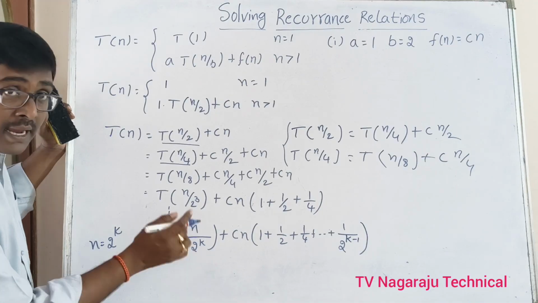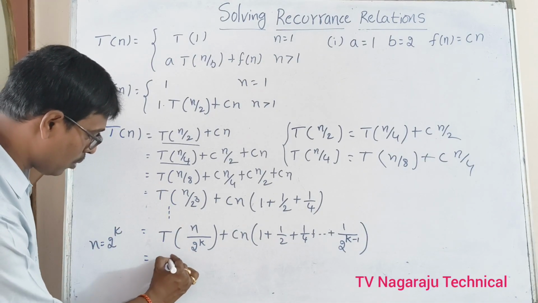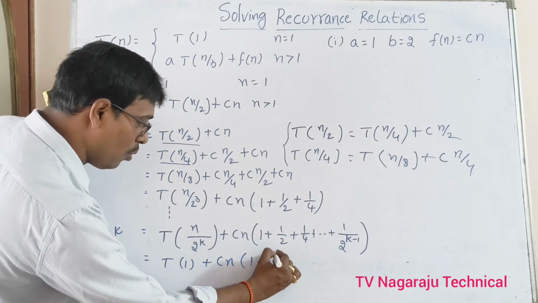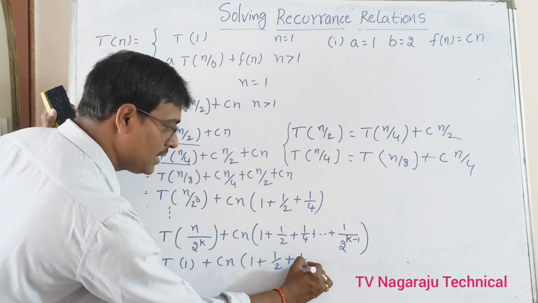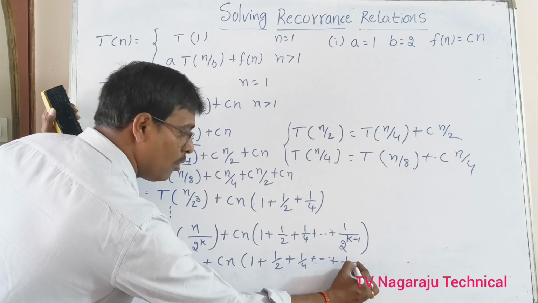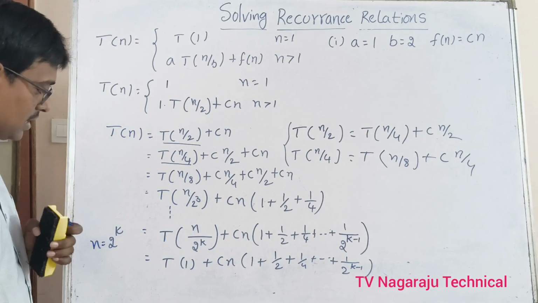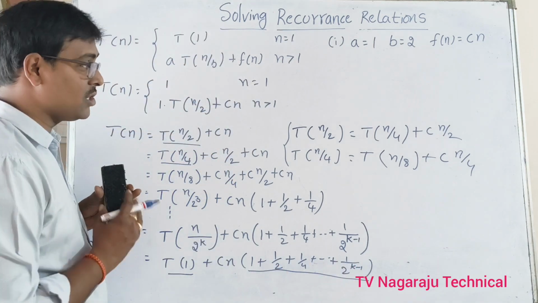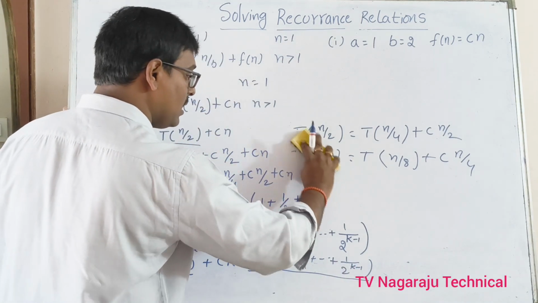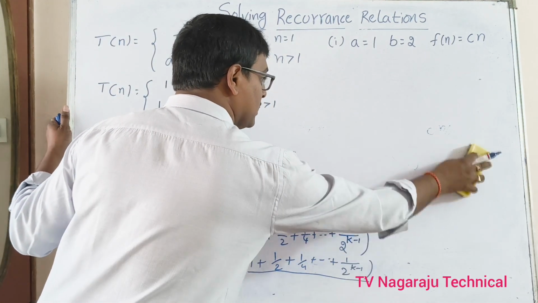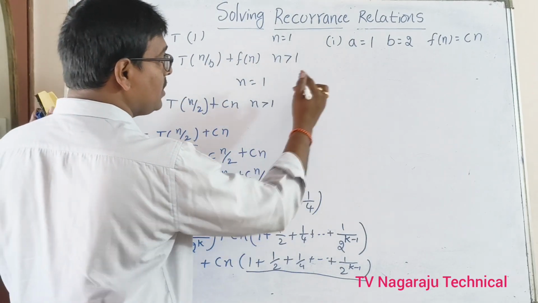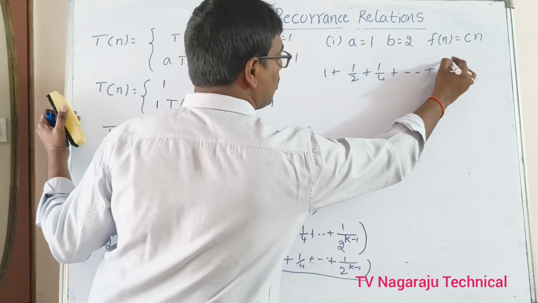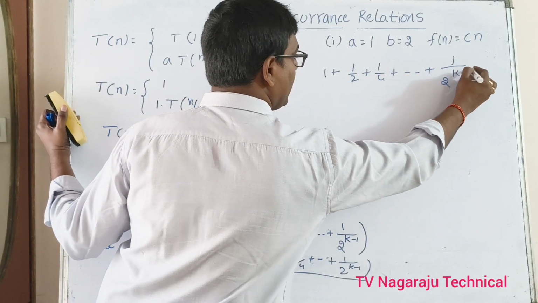So n by n, the value is equal to 1: T(1) + Cn(1 + 1/2 + 1/4 and so on up to 1/2^(k-1)). Now this is fine. You need to solve this equation. Now we will solve that equation and we will get the answer. So what is the equation? 1 + 1/2 + 1/4 and so on, 1/2^(k-1).